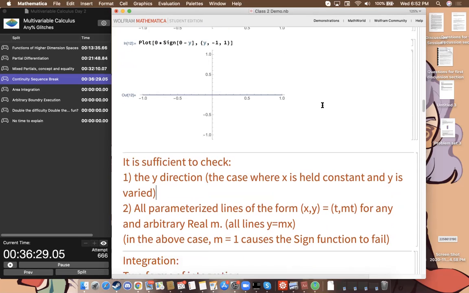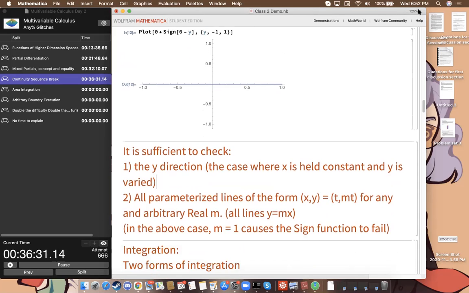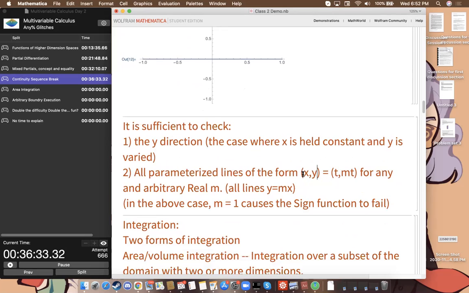And then the other thing you need to check is all lines that can be written like x, y equals t, mt, right? And this is just all lines that look like this: y equals mx, right? For any m, we have to consider all possible values of m. And you might recognize y equals mx. That's just a linear function, right? That's a linear function with zero intercept.